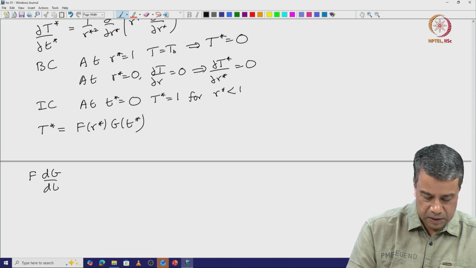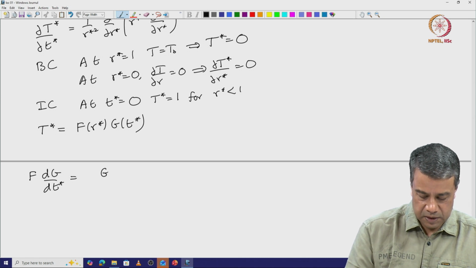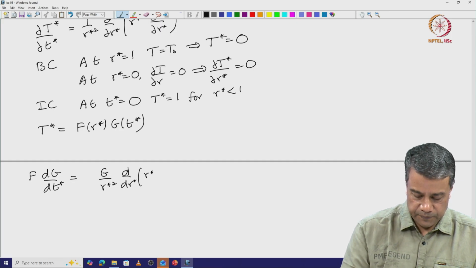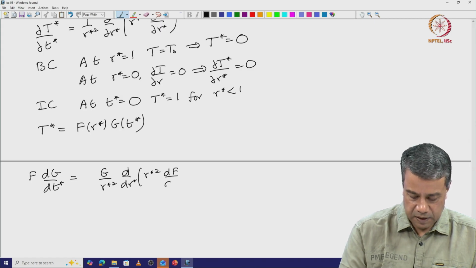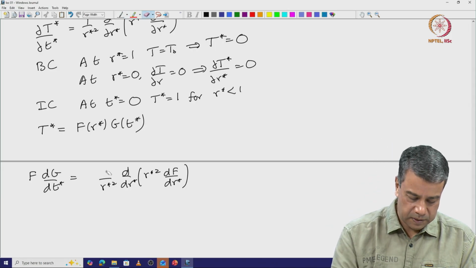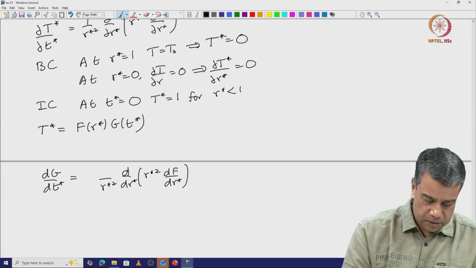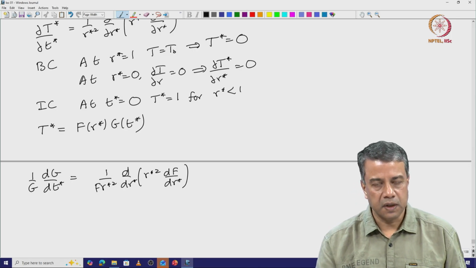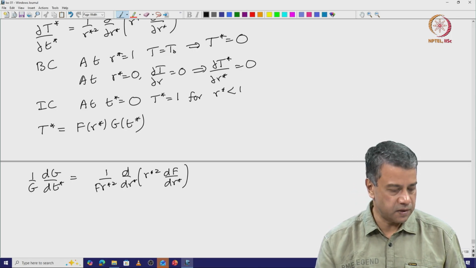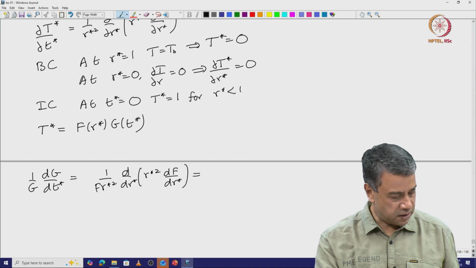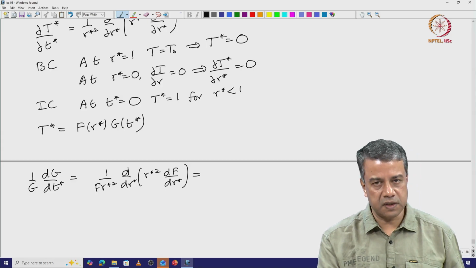f dg by dt is equal to g by r square d by dr of r square df by dr. Divide throughout by f and g. So, you will get 1 over g and you get 1 over f here. And the left side is now only a function of time, the right side is only a function of r. Therefore, these both have to be constants.